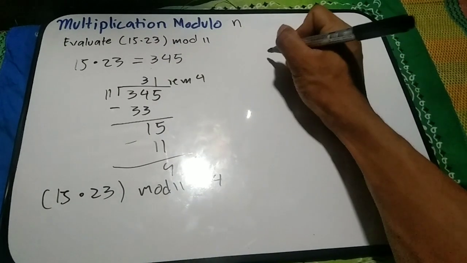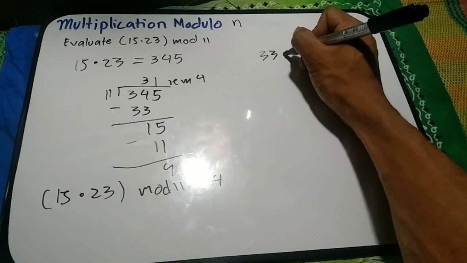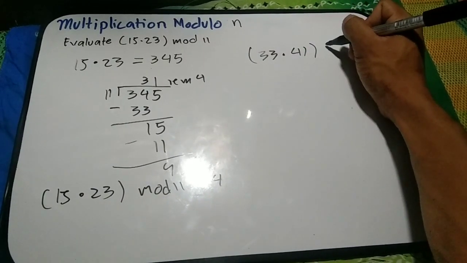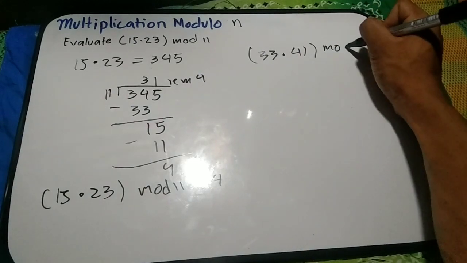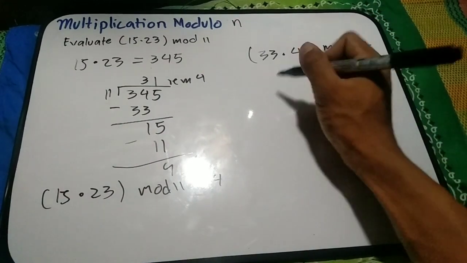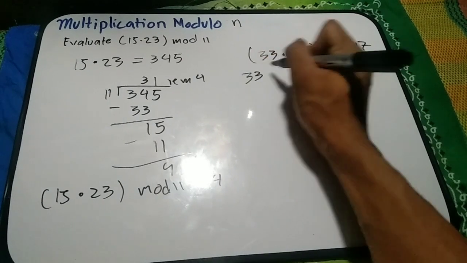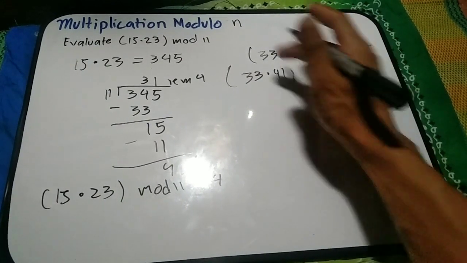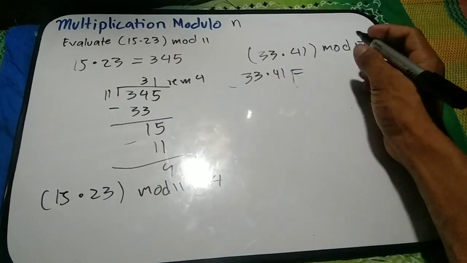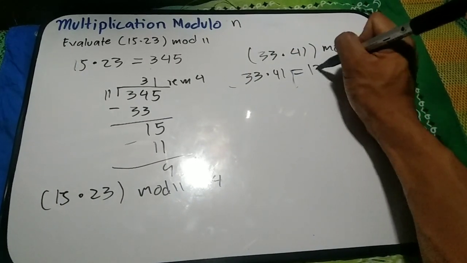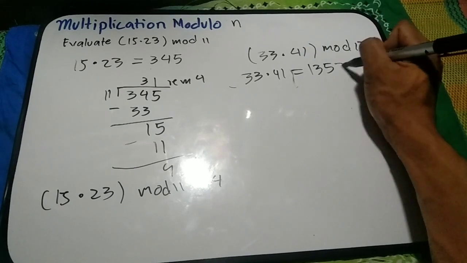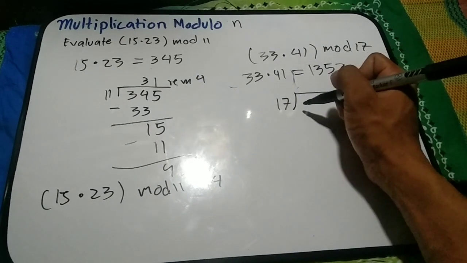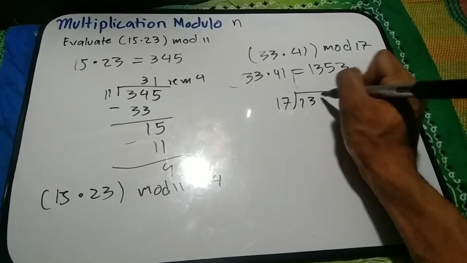How about 33 times 41 mod 17? 33 times 41 equals 1353. Divide by 17.